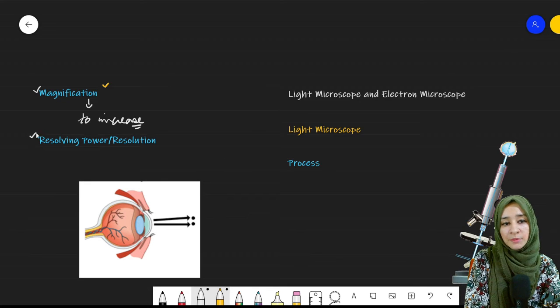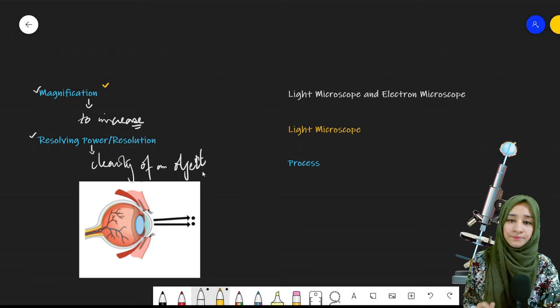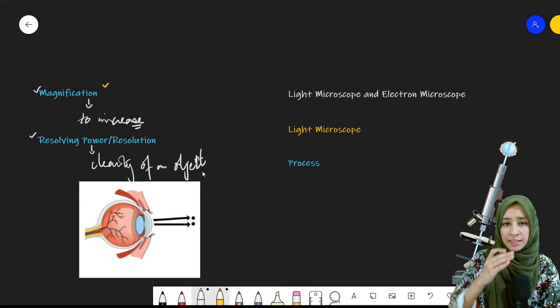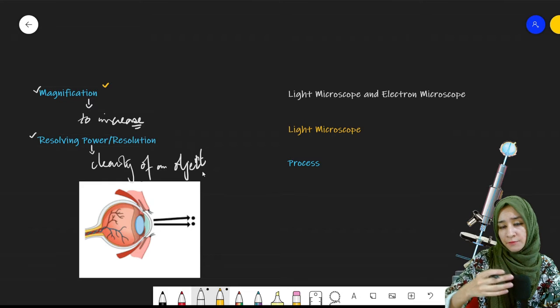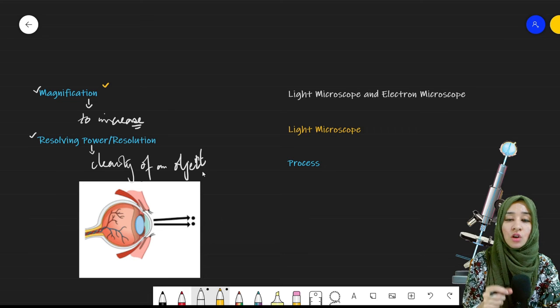Whereas the second terminology is resolving power or resolution. It means clarity of an object. In simple words, we can say it is the distance at which we have to place two objects from our eye, at which distance we can clearly separate those objects. That is known as resolving power.